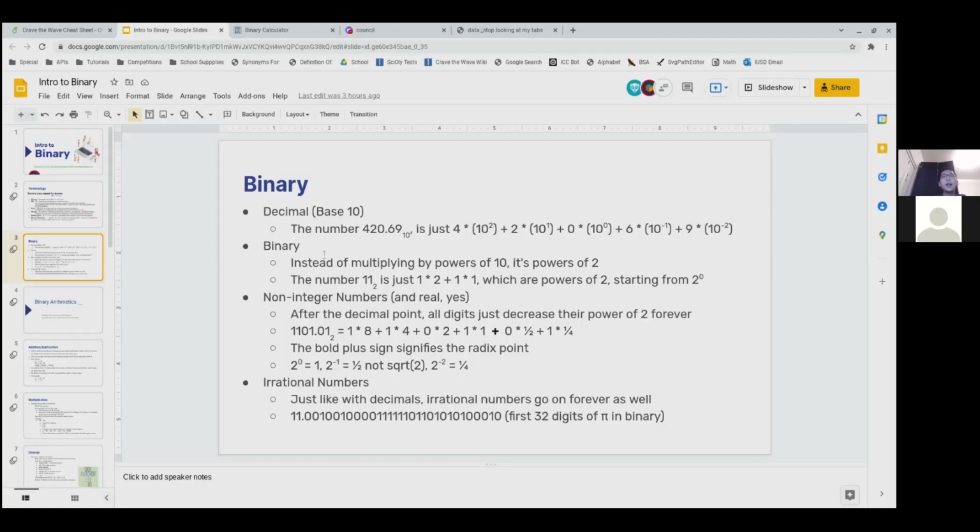But in binary, instead of multiplying by powers of 10, like this is a power of 10, we multiply by powers of 2. So this is a 2 here. And we also have decimal points for non-integer numbers. So we just go to negative powers of 2, for example, 1/2, 1/4, and so on. And we also have irrational numbers in binary. For example, we still use 1/2, 1/4, and so on, except we go on forever.